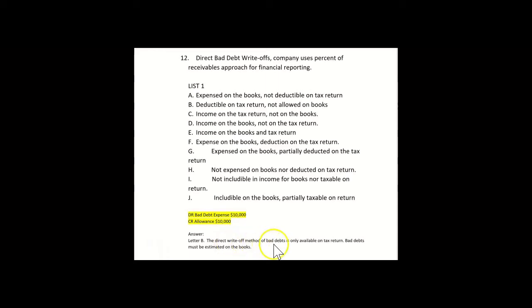So direct write-off is only available on the tax return. Bad debts must be estimated on the books. That's a FASB rule in order to promote matching of expenses and revenue in the same period. But the IRS doesn't care about the matching principle.